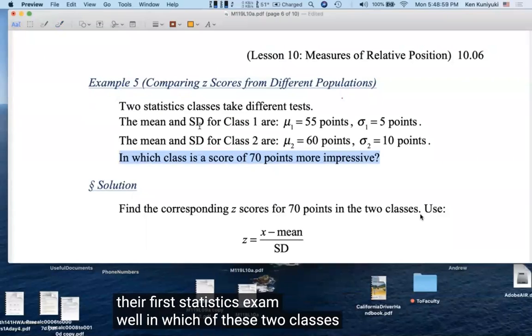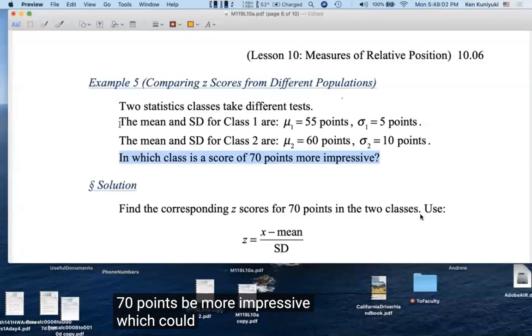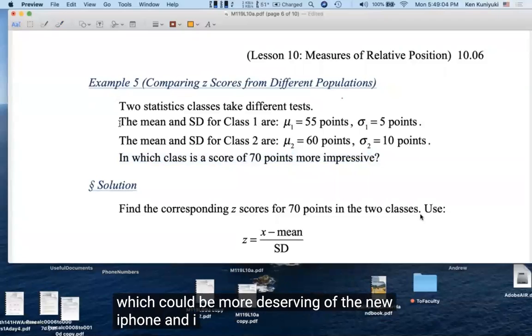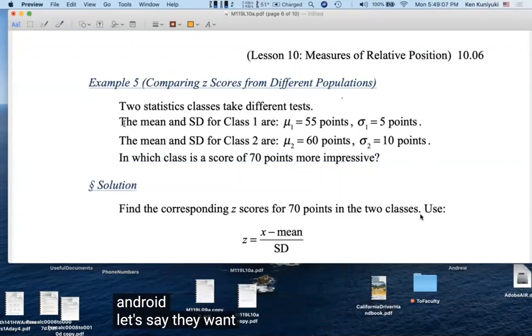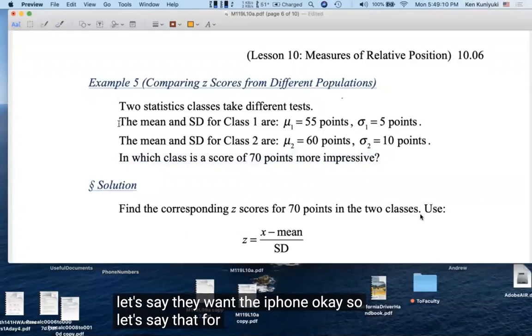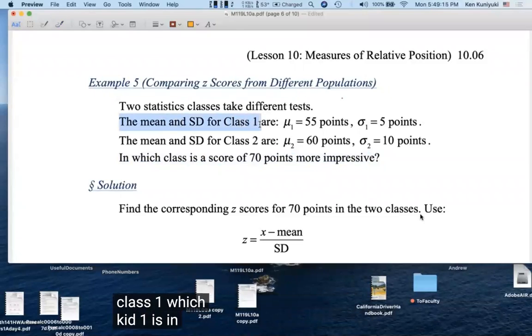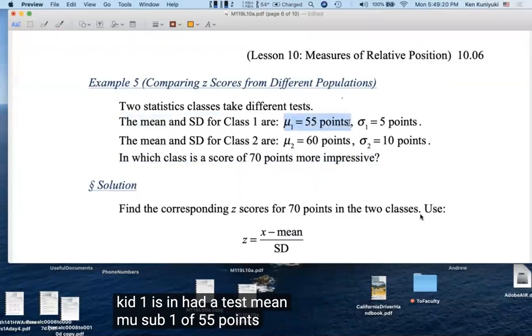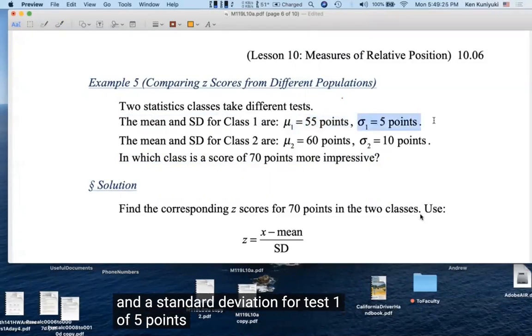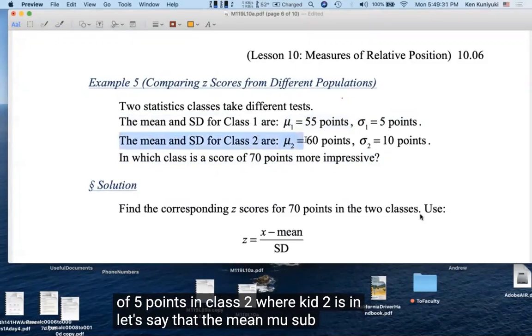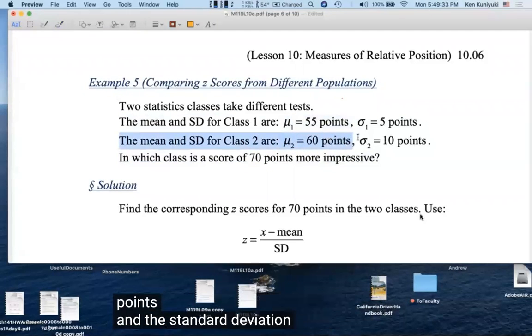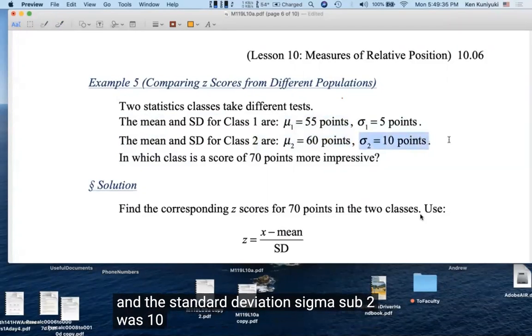Well, in which of these 2 classes would 70 points be more impressive? Which kid would be more deserving of the new iPhone? And I don't care if you prefer Android. Let's say they want the iPhone. Okay, so let's say that for kid 1, the mean and standard deviation for class 1 had a test mean, mu sub 1, of 55 points, and a standard deviation for test 1 of 5 points. In class 2, where kid 2 is, let's say that the mean, mu sub 2, was 60 points, and the standard deviation, sigma sub 2, was 10 points.